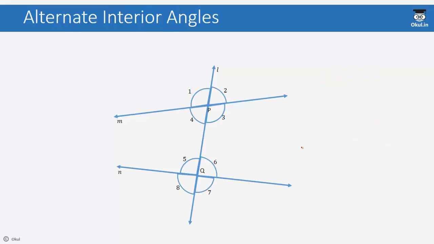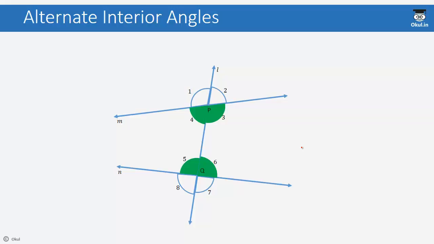Now we have another set of angles formed, the alternate interior angles. Since they are interior angles, we are talking about the inner angles that are formed on the inner side of M and N, that is angle 3, 4, 6 and 5. Now as the name suggests, the angles are alternate to one another, so in the figure we have 4 and 6 and 3 and 5.